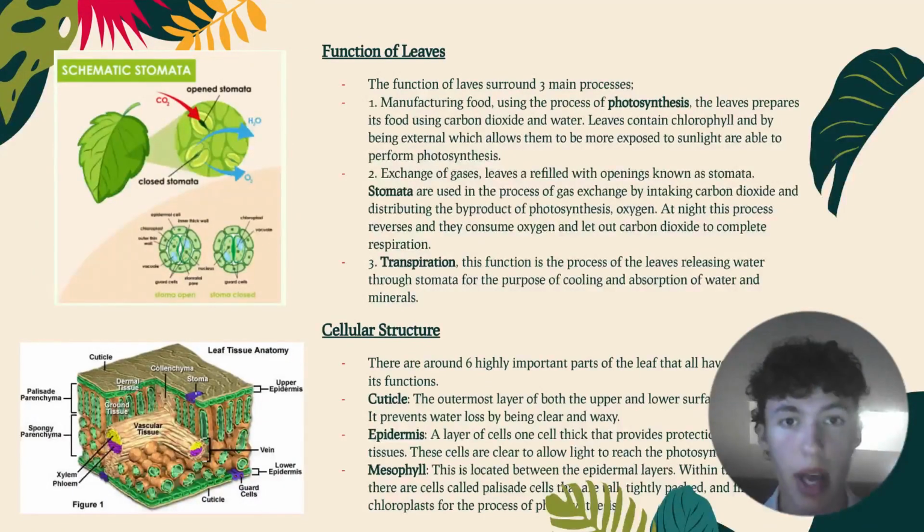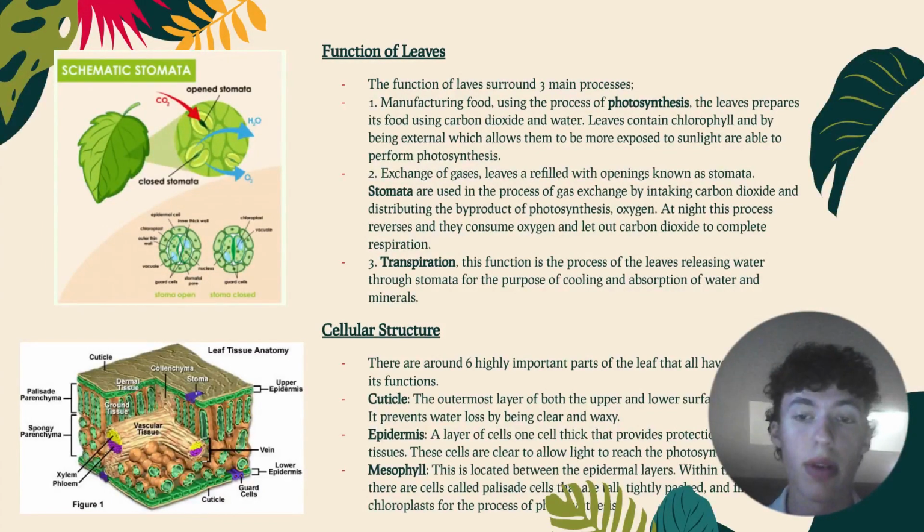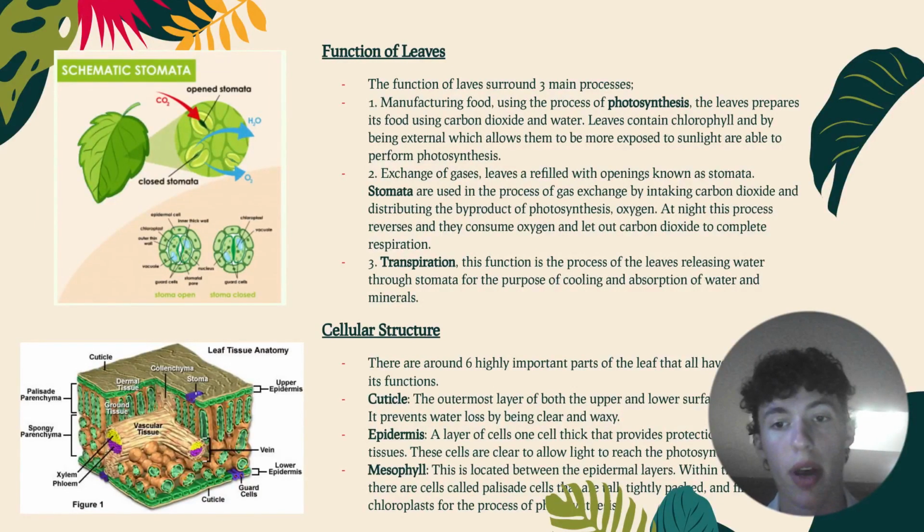Function of leaves. The function of leaves surrounds 3 main processes. First, manufacturing through photosynthesis, right? Because the leaves are exposed to sunlight, exposed to water and rainfall, and also exposed to carbon dioxide. Those are the 3 main components of photosynthesis. So it's able to absorb all of it, and the cells in the leaves have chlorophyll to carry out the photosynthesis process.